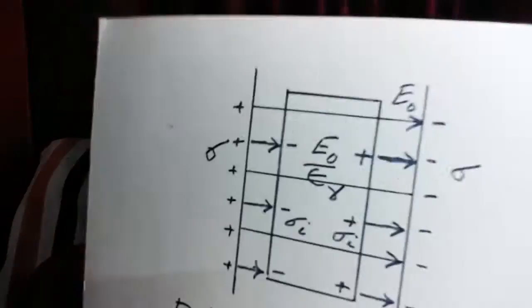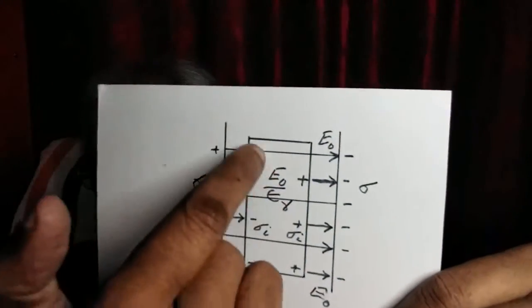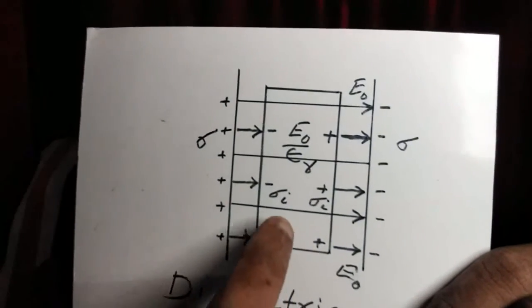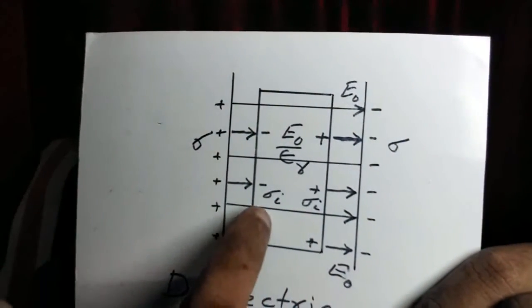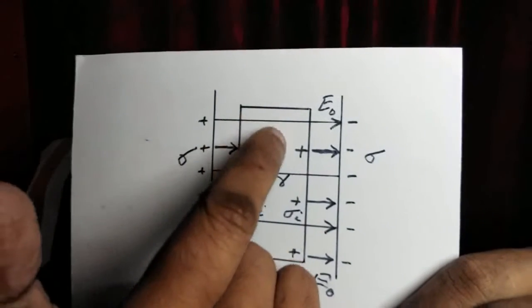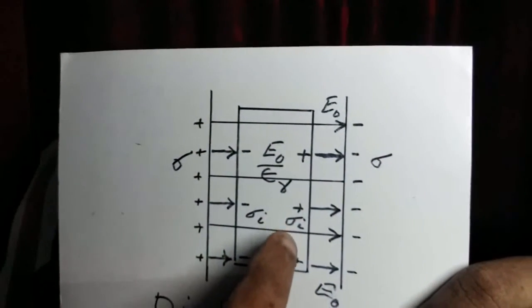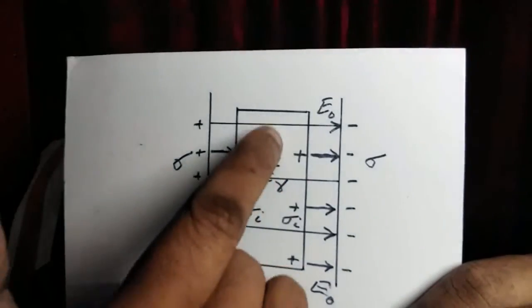Now the intensity inside the material is reduced, so the number of lines of force inside the material is also reduced. See, this is reduced.